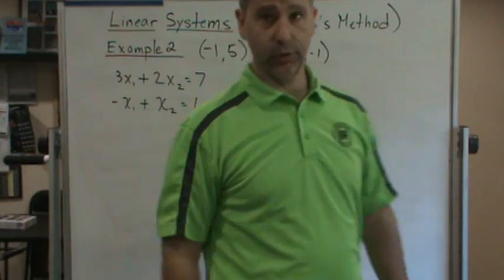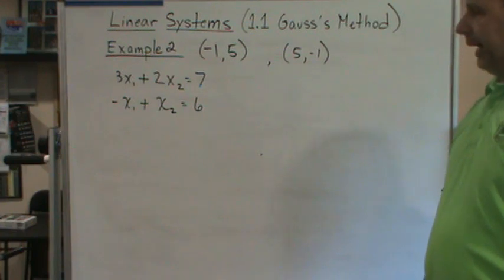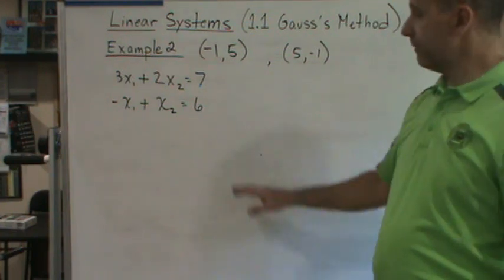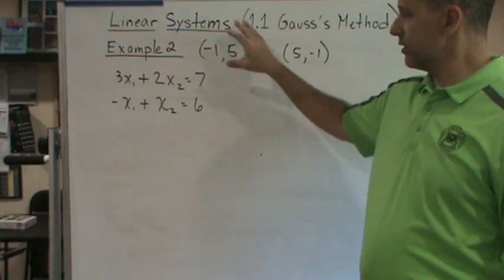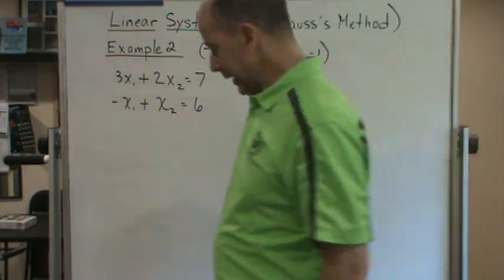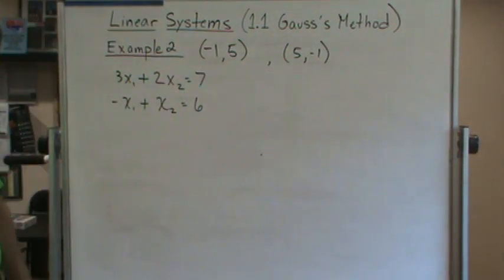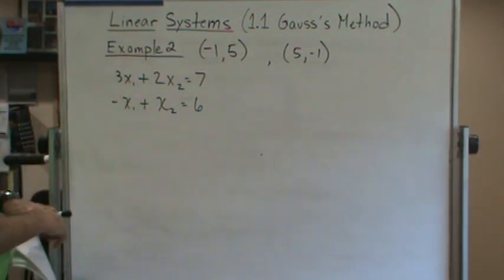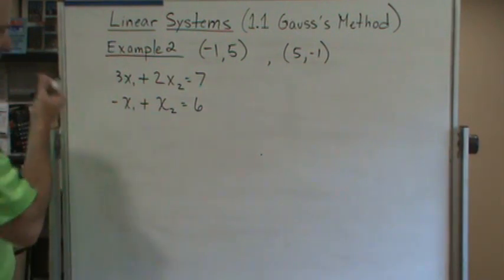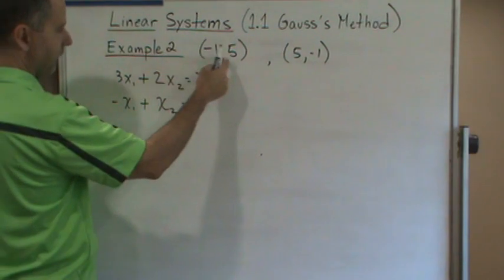Okay, welcome back. So now what we're going to do is look at this example here. In this example, we're going to find that -1, 5 is an ordered pair, an n-tuple, in this case an ordered pair. And -1 comma 5 is a solution to this system of equations. The reason we know that is we can easily test it by substituting in.